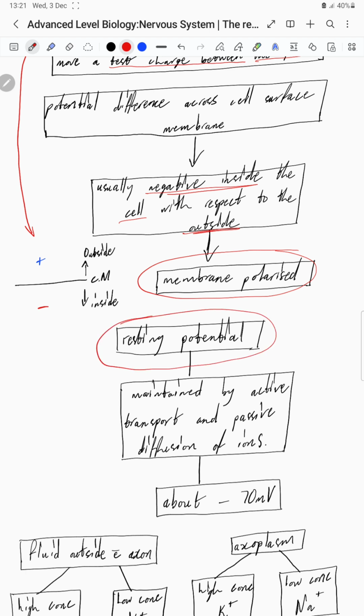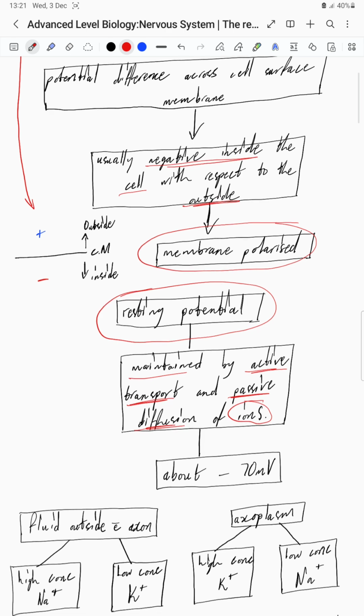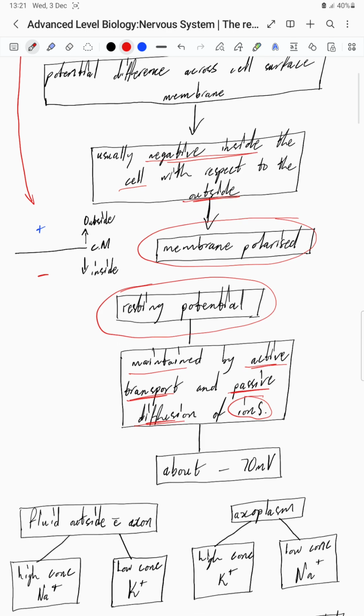Okay, so let us go into resting potential. So resting potential, now this is the resting potential difference of the cell. It is maintained by active transport and passive diffusion of the ions. There are certain ions which are important for this resting potential to happen. We'll talk about them very soon. The resting potential is about minus 70 millivolts.